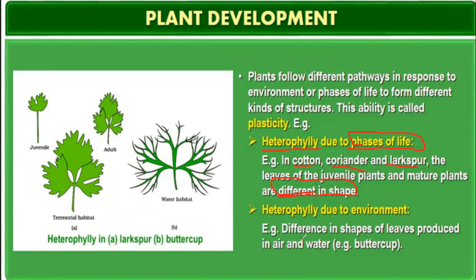Okay, then heterophylly, due to environment. Differences in the shape of the leaf produced in air and water. For example, buttercups. Okay, so there are differences between the leaves. If you just look, this is a juvenile leaf, this is an adult leaf. If you look at a plant, will the adult leaf be similar to a juvenile leaf?